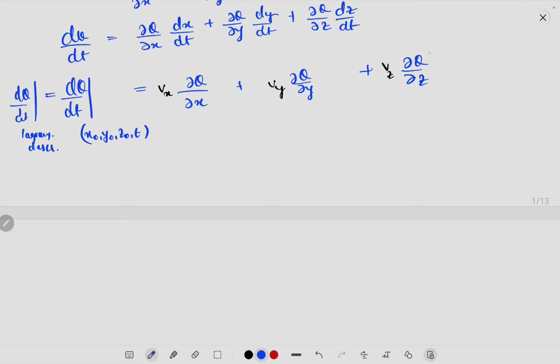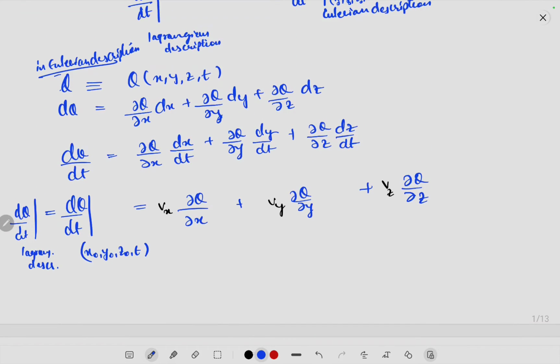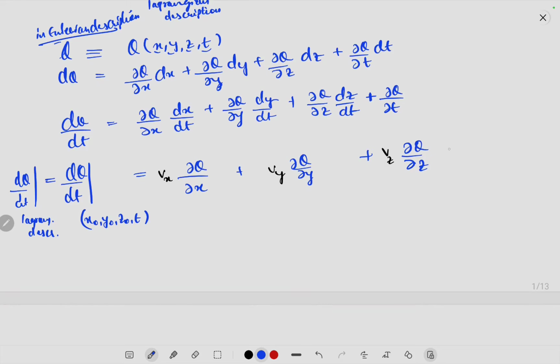Now we can further simplify this term. Before that, is there any mistake here? Yes. Since q is dependent on x, y, z and t, I have written this for x, this for y, this for z, but not for t. So this would be del q by del t dt. And similarly, we will have a term del q by del t here, since dt by dt will become 1, and this would be del q by del t.